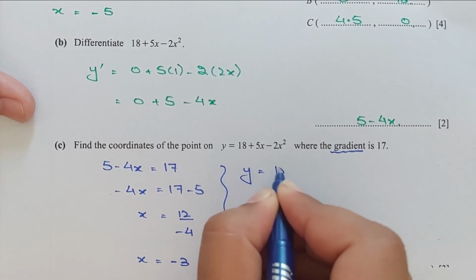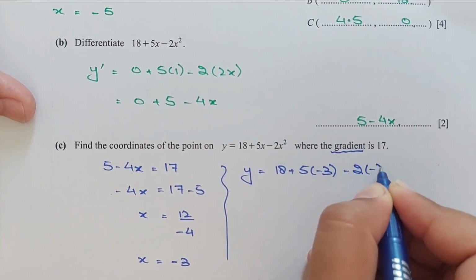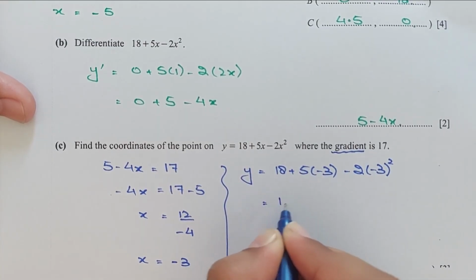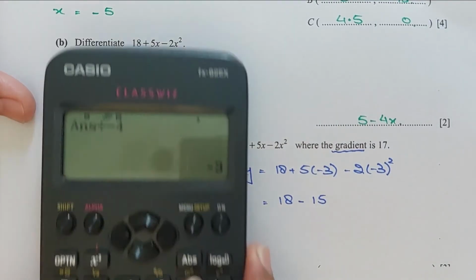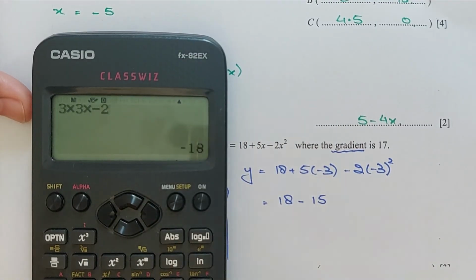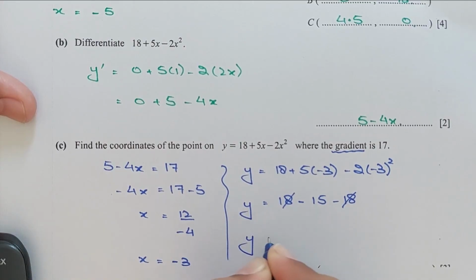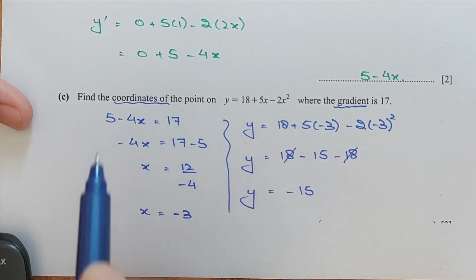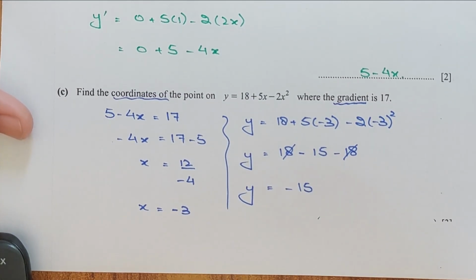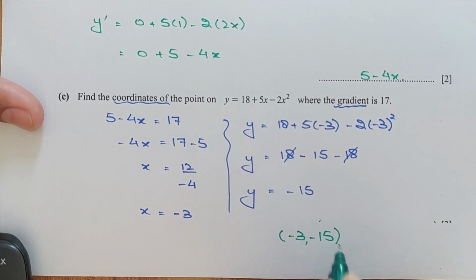y equals to 18 plus 5 into minus 3 minus 2 into minus 3 whole square. So 18 minus 3 times 5 is 15, and 3 times minus 2 is minus 18. So negative of 15. We can cancel positive and negative 18. So y is equals to minus 15. So we can say the coordinates of the point on the curve when the gradient is 17 are minus 3 and minus 15.